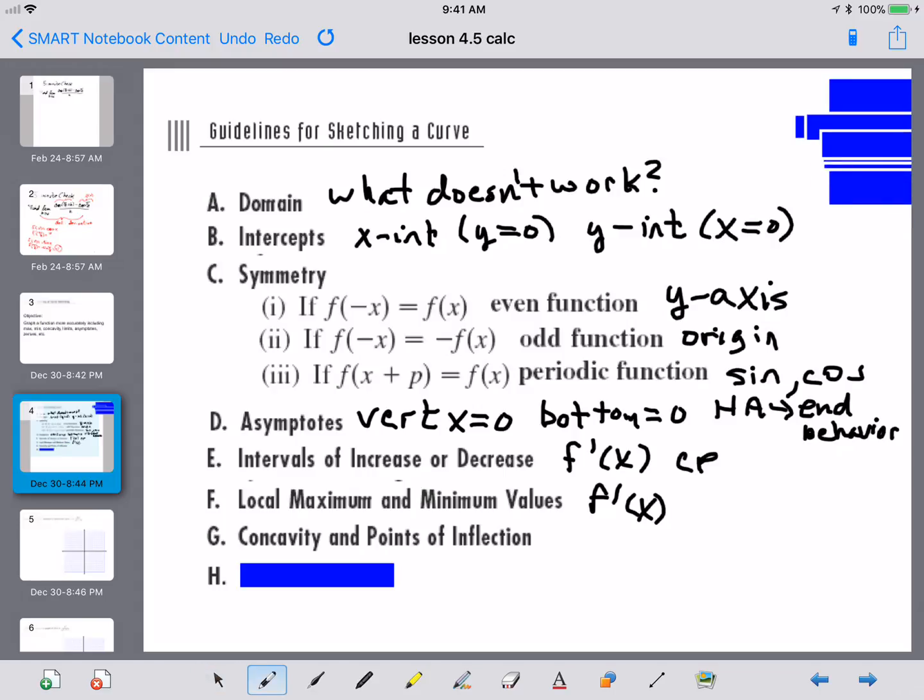You want to know the concavities and the points of inflection. So again, that would be our second derivative test. So we'll practice that. And then finally, once we have all that information, we will actually put it all together and sketch the curve. You may have to plot additional points.